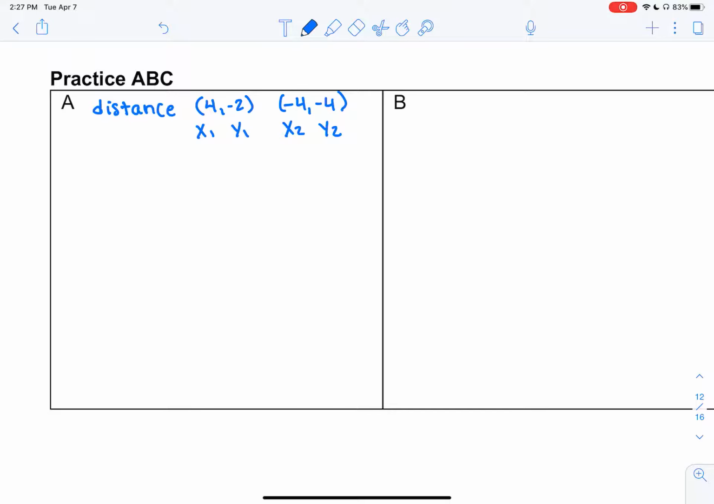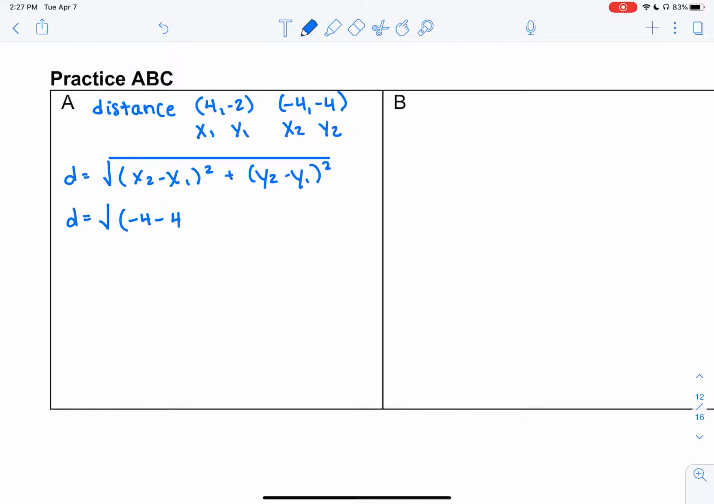Okay, and remember, if you need to see that formula one more time, we have the x values subtracted, and then we have the y values subtracted. All of it square rooted. So plugging in from these values, the second x would be -4, subtract the first x, and that is 4. We're going to square that, plus the second y, -4, subtract the first y, minus a -2.